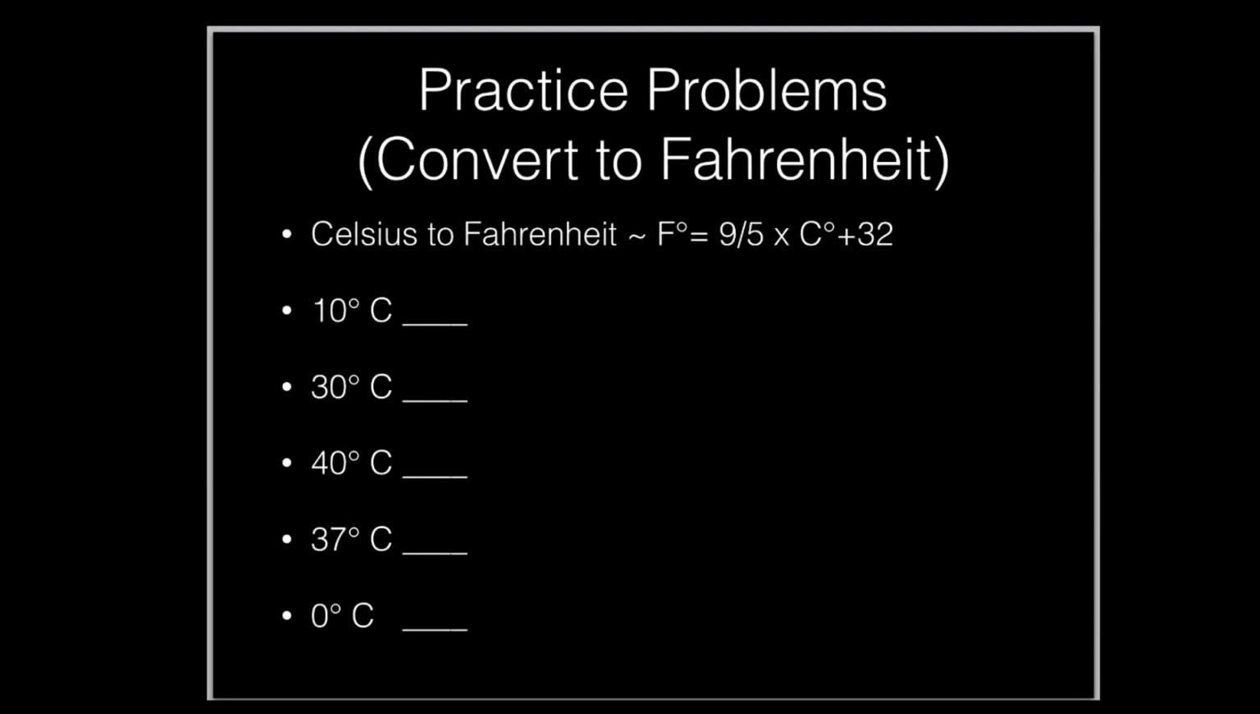Now that we've finished with the information, we're going to move on to some practice problems. First, we're going to start off with converting Celsius to Fahrenheit. To do this, you do 9 over 5 multiplied by the Celsius degree given plus 32. So here are a couple examples that you're going to convert to Fahrenheit, and the answers will appear shortly. So pause the video if needed.